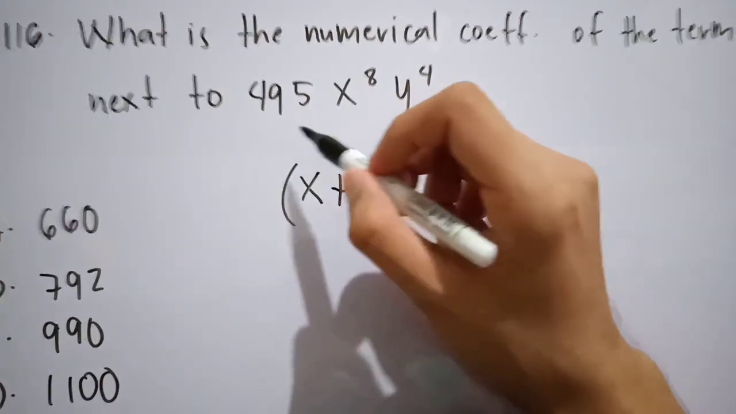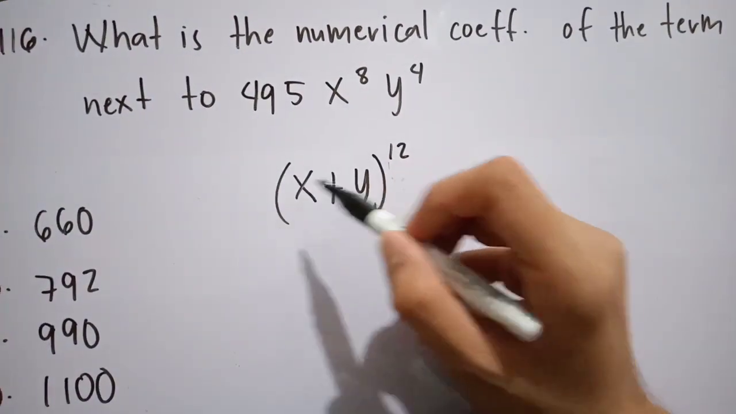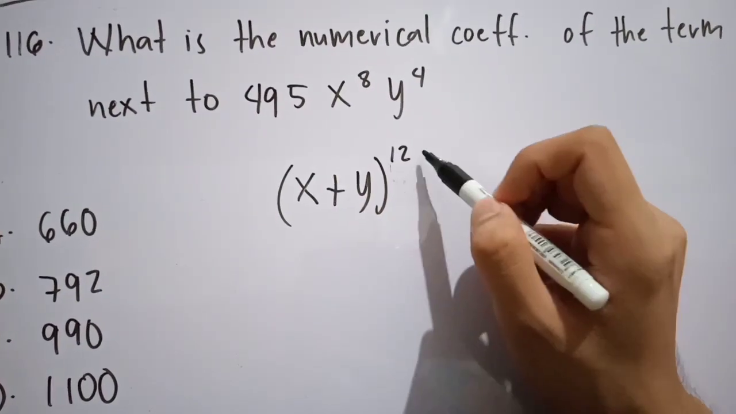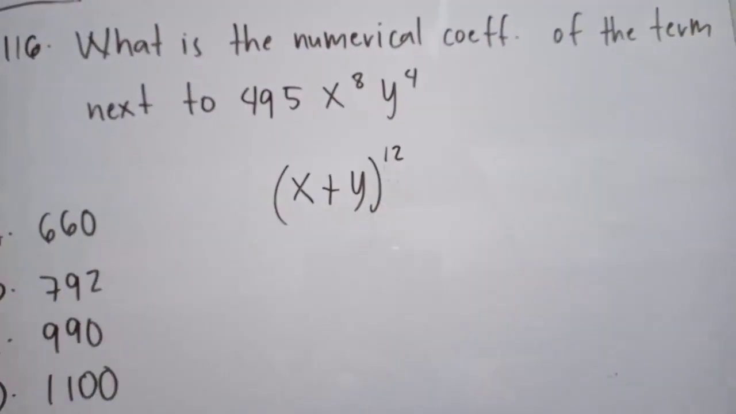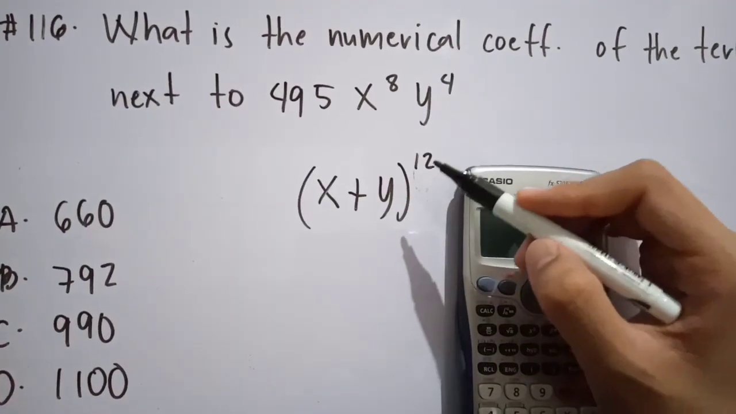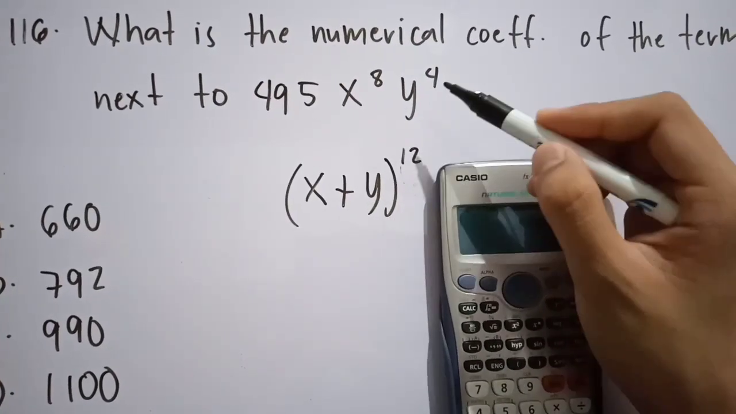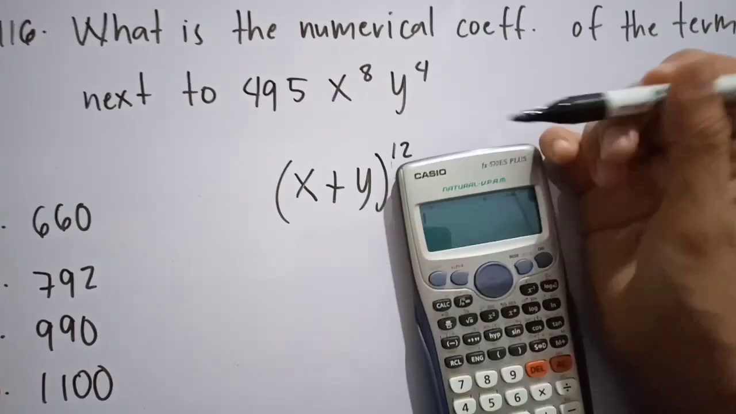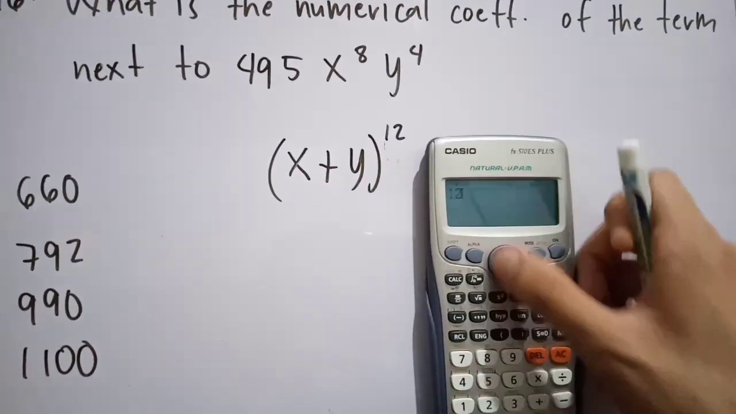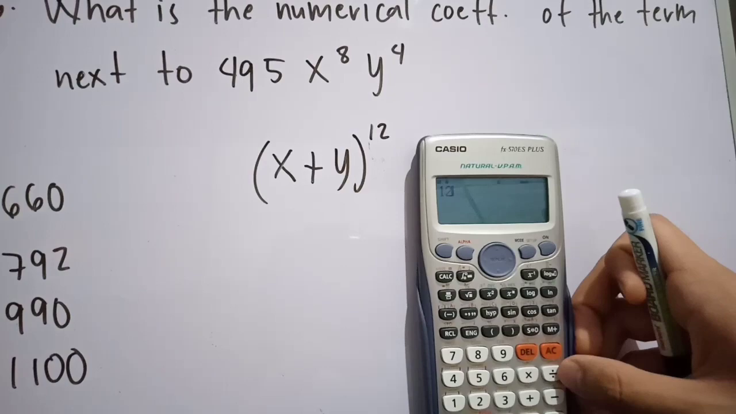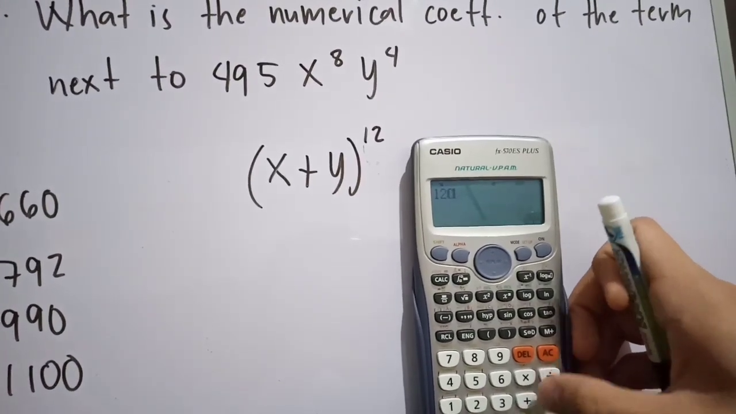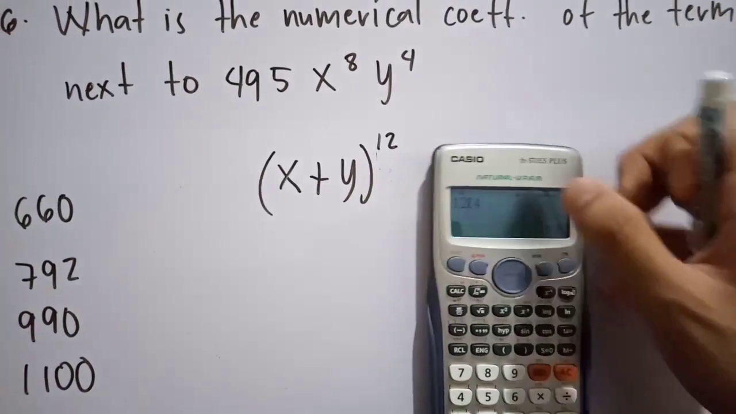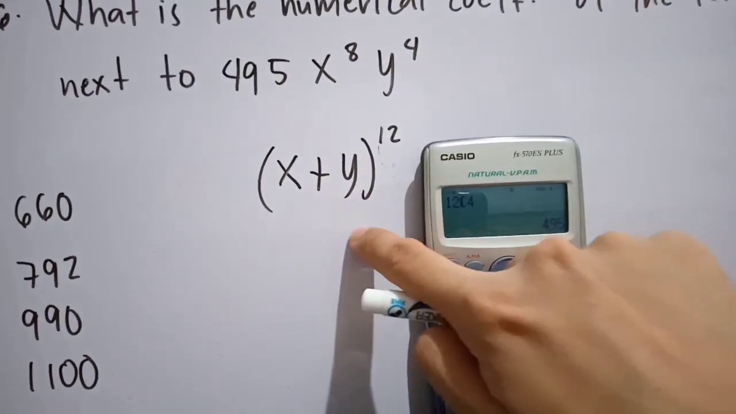Kung hindi mo nakuha yung 495, ibig sabihin meron tong coefficient. Or pwedeng hindi 1 yung coefficient ng dalawang to. Pero i-try muna natin to. Ito yung pinaka-basic na binomial expansion. Try natin kunin yung 12 combination of any of the exponent. 12 combination of 4 tsaka 12 combination of 8. Parehas lang yun. So, 12 combination of 4 ang gamitin natin. So, 12 shift combination, itong divide 4. So, ang sagot dito ay 495. So, tama nga. Ito nga yung binomial expansion natin.